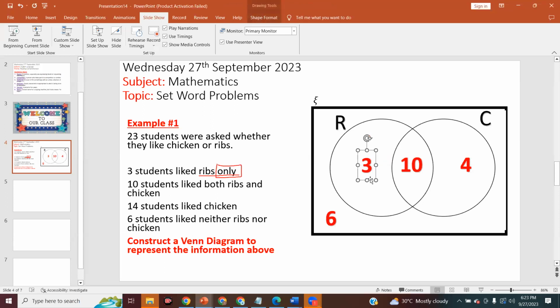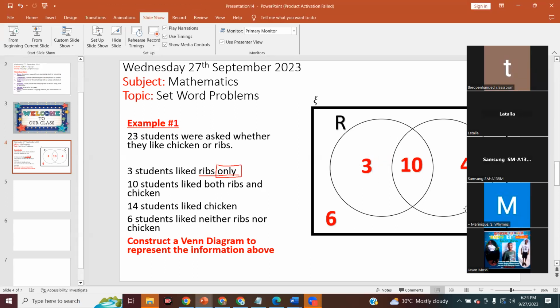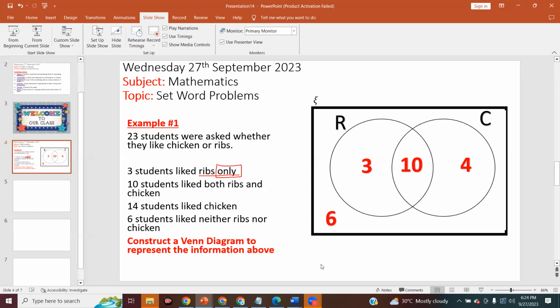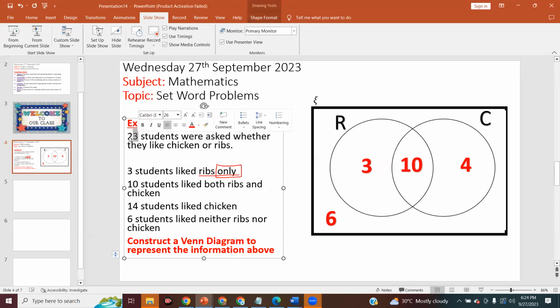Add them and let me know if you get 23. That's the way that you know your answer is right or wrong. When you add them, you should get 23. You should get the universal set. All right, so that's how we do that.